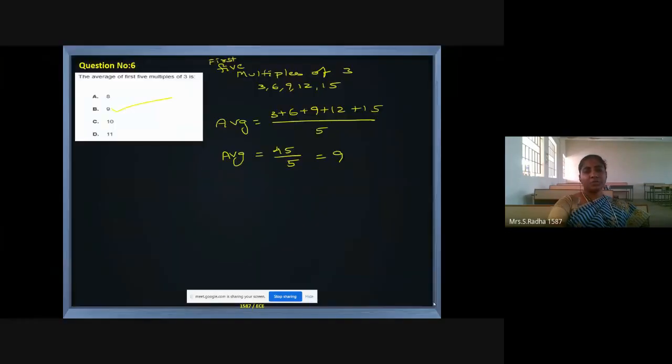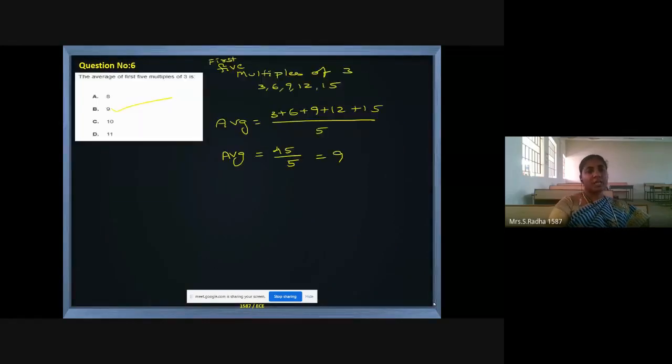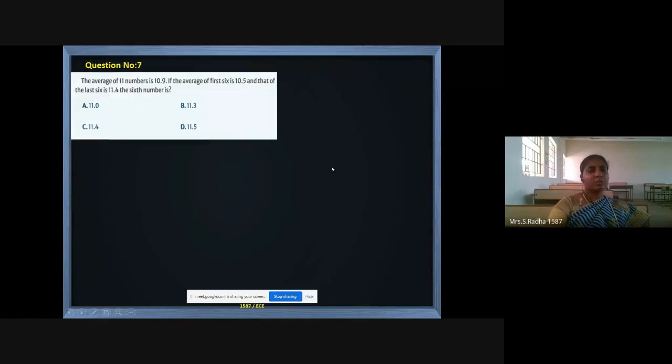So now coming to the next question. Here what we have seen: average of first 5 multiples of 3. 5 multiples we have taken. Sum of the quantities by number of the quantities. Answer is coming as 9. Okay. Now coming to the next problem.